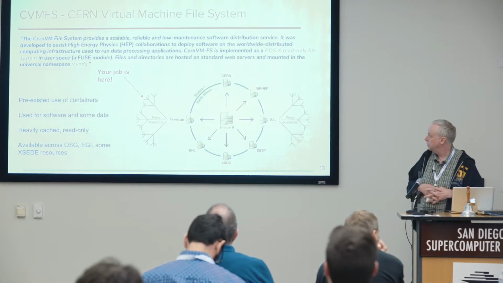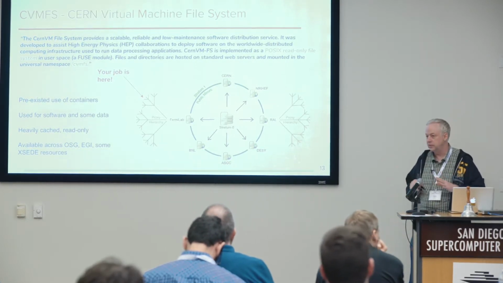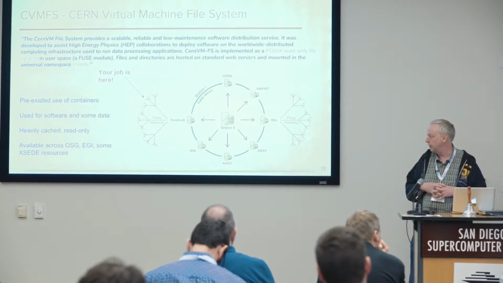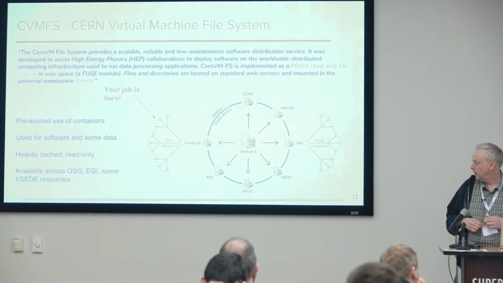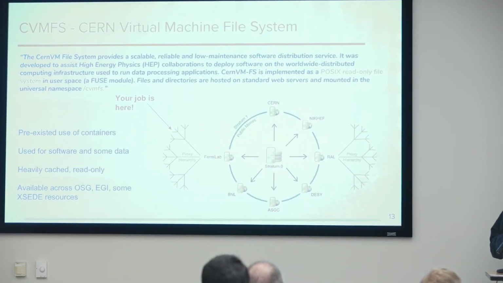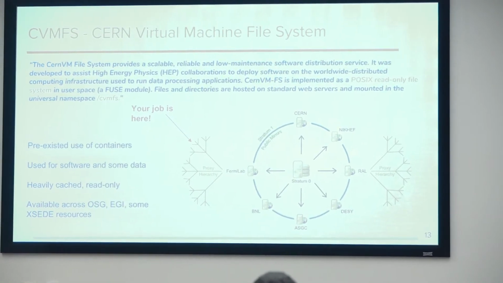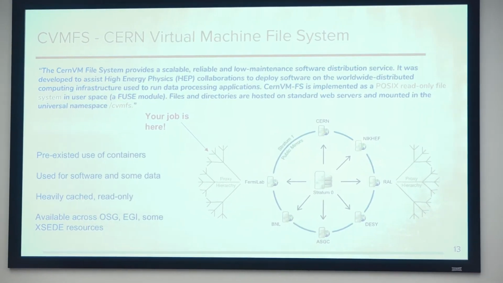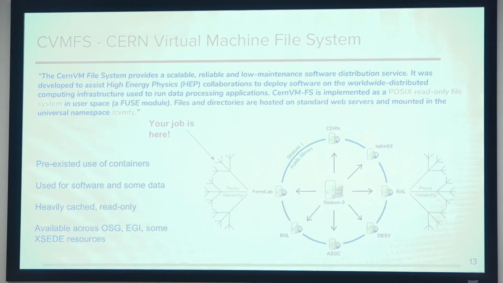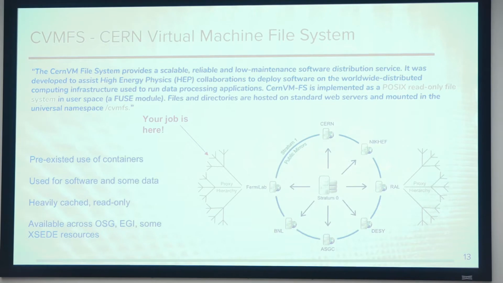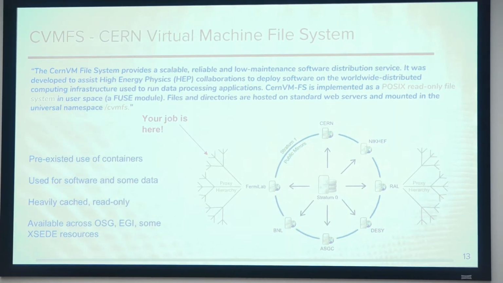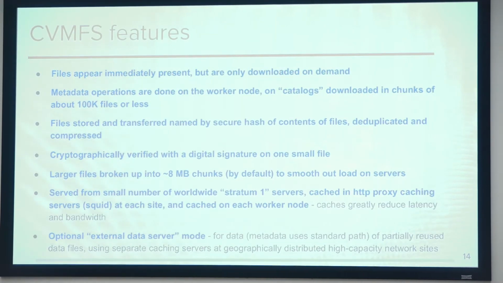So it's quite reliable, with multiple points of failure covered. It's heavily cached. And it's read-only at all the sites, so you just publish it centrally, and then everywhere else it's read-only. It's used for software, especially. Some kinds of data also get distributed there. It's available everywhere: OSG, EGI, and a couple of the XSEDE HPC systems have it so far. And it's a FUSE module. So let me say more about the features.